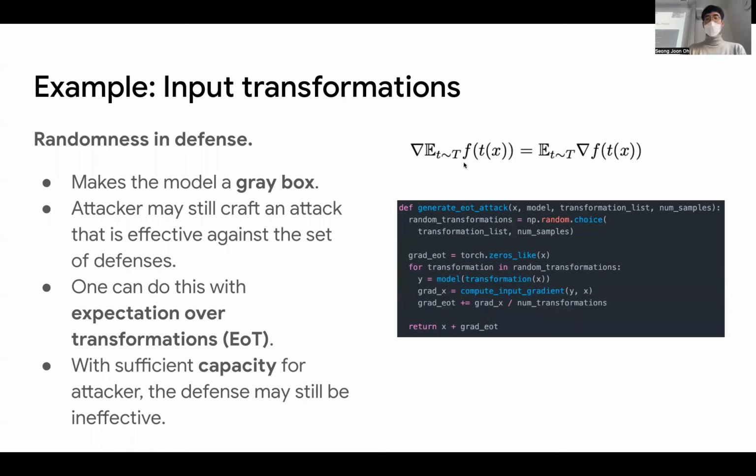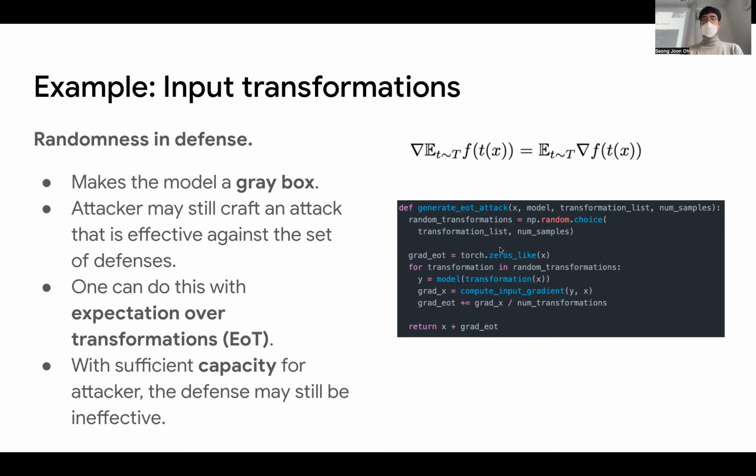So it looks like this. Instead of attacking a particular transformation T, you're attacking the expected output of your function over the possible transformations. And because gradients and expectations are linear, and also assuming that f is smooth enough, you can always swap integration and taking the gradient. And therefore, you can take the individual gradients for each transformation and then average them, okay?